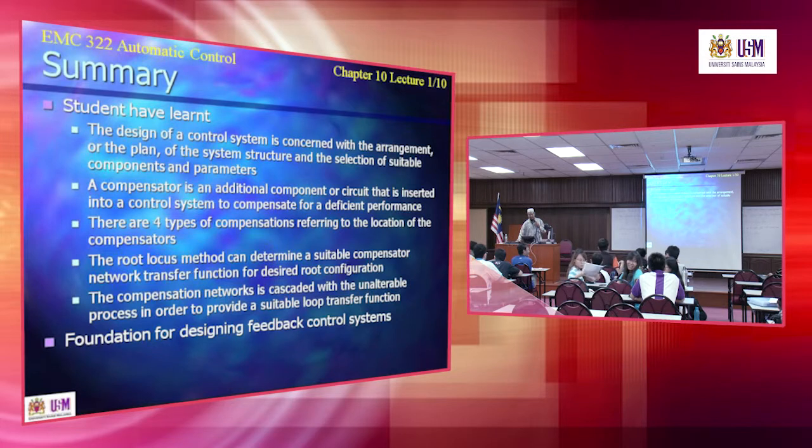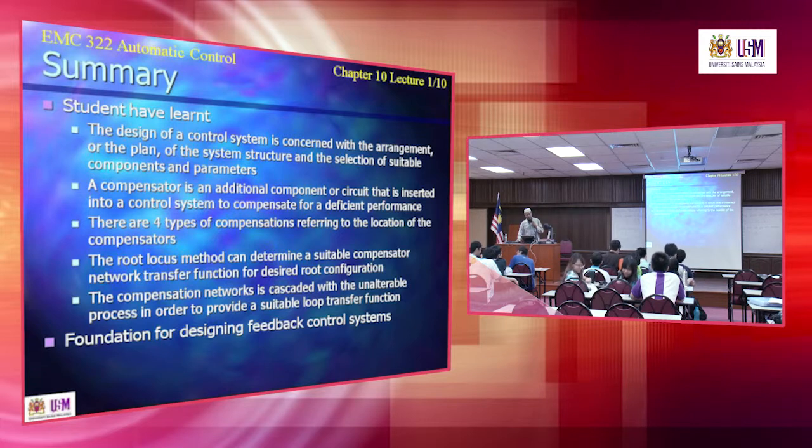Okay, as a summary, you have learned that the design of a control system is concerned with the arrangement or the plan of the system structure and the selection of suitable components and parameters. And you have learned also that a compensator is an additional component or circuit that is inserted into a control system to compensate for a deficient performance.